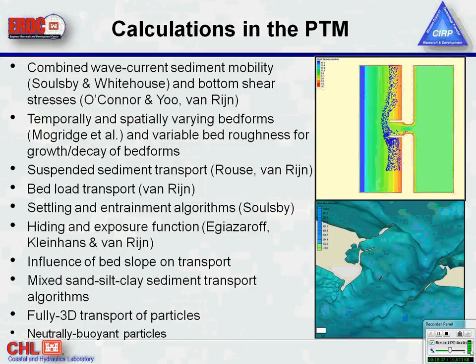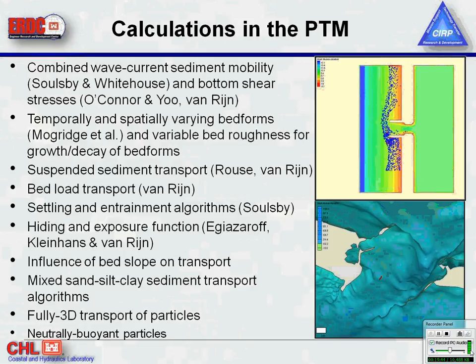So, calculation in the PTM. In this model, both wave and current can be an input to the PTM. In other words, the PTM can take both wave and hydro input. That's what calculates sediment mobility and the bottom shear stress. And also in the PTM, we have temporally and spatially varying bed forms and variable bed roughness for growth and decay of bed forms. And also we have suspended sediment transport and bed load transport. And we have a settling and entrainment algorithm in the model for the particle movement. And also the PTM includes a hiding and exposure function, and the influence of bed slope on sediment and particle transport.